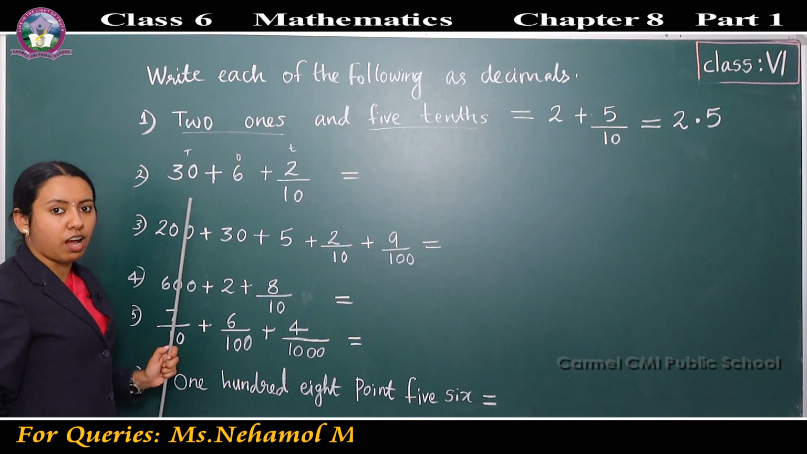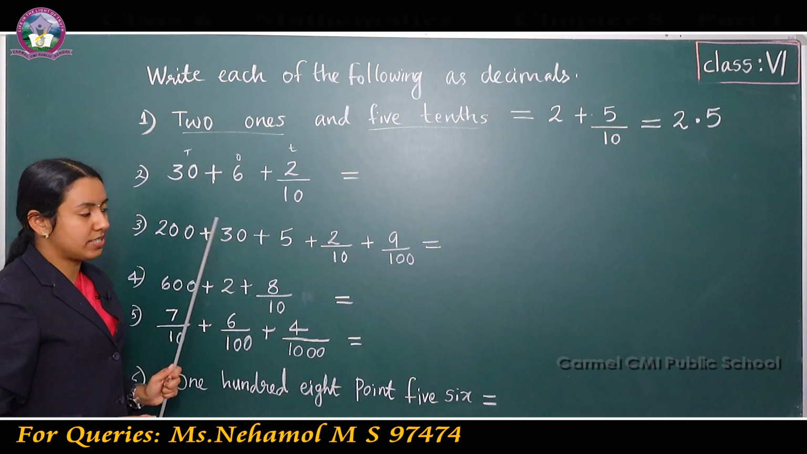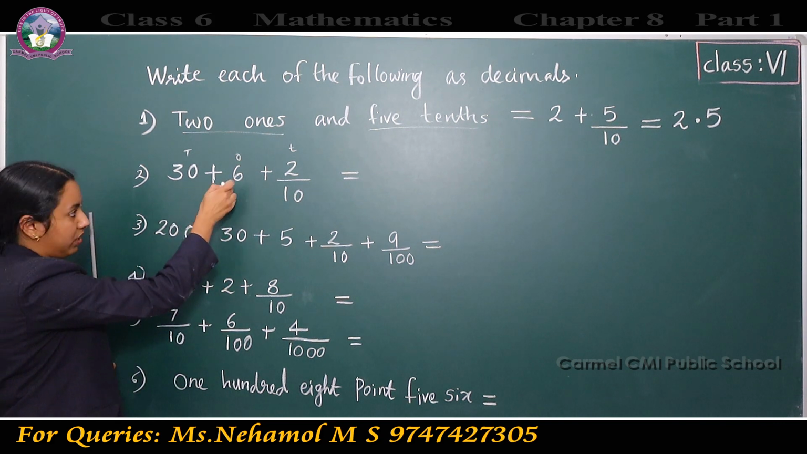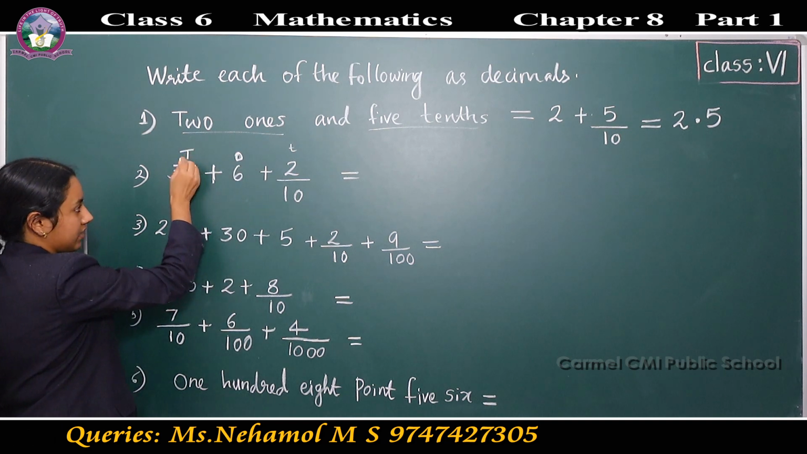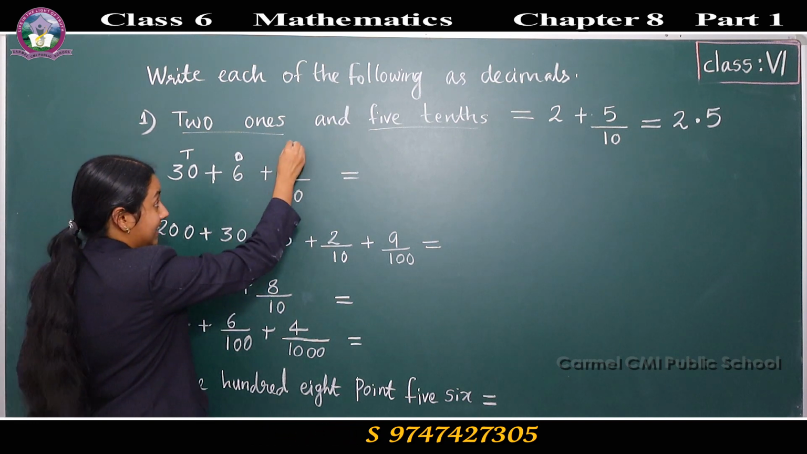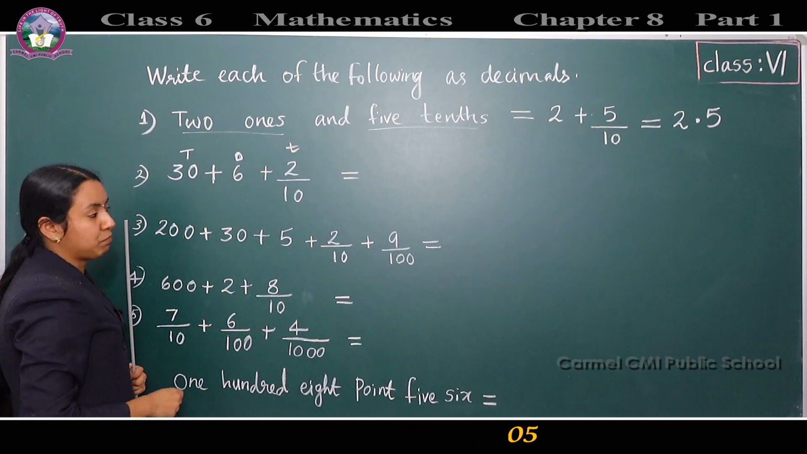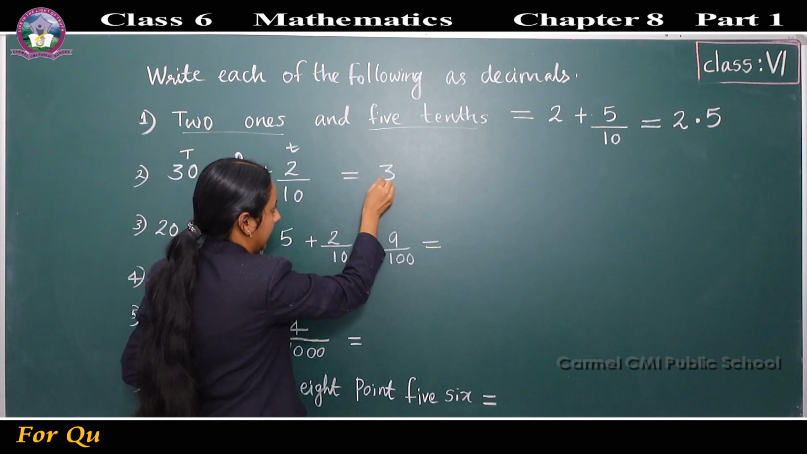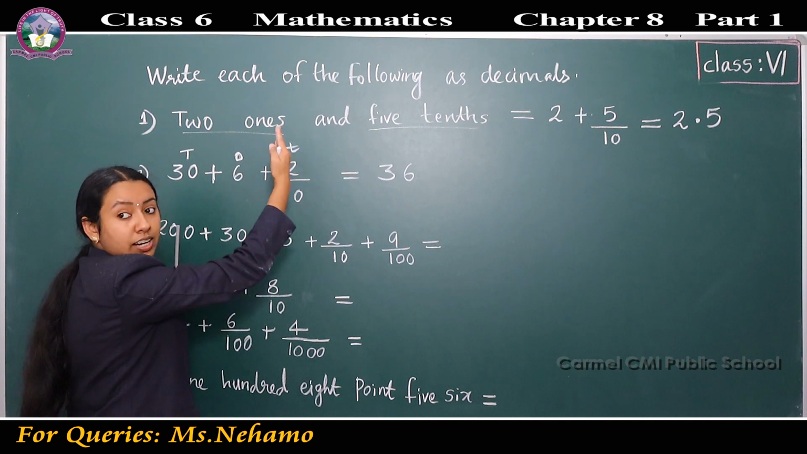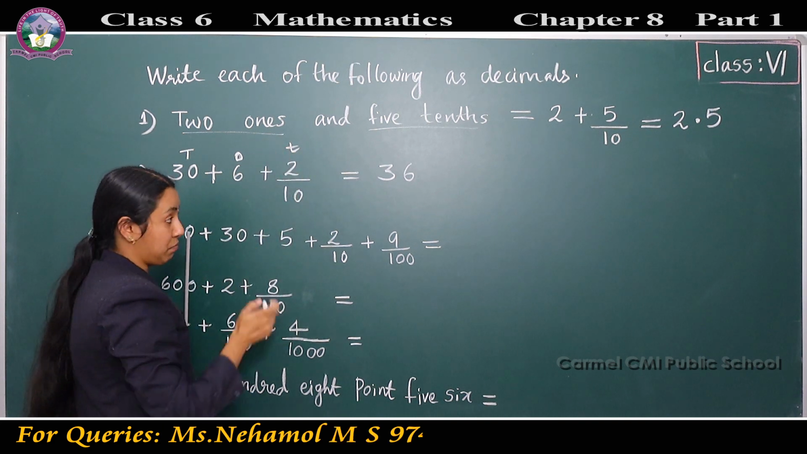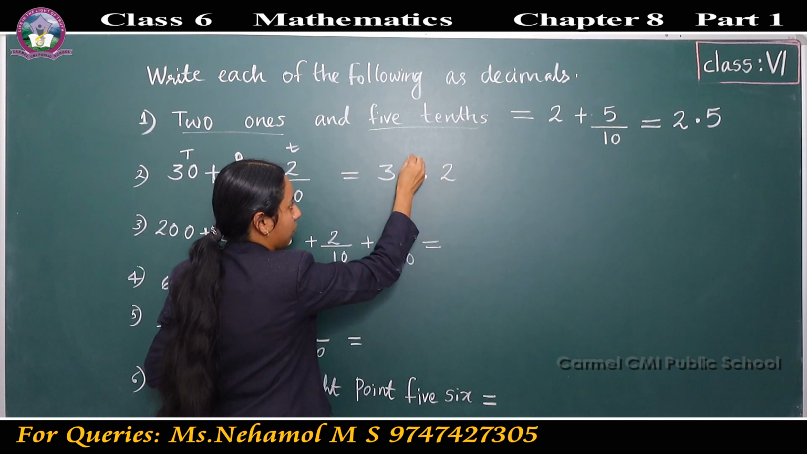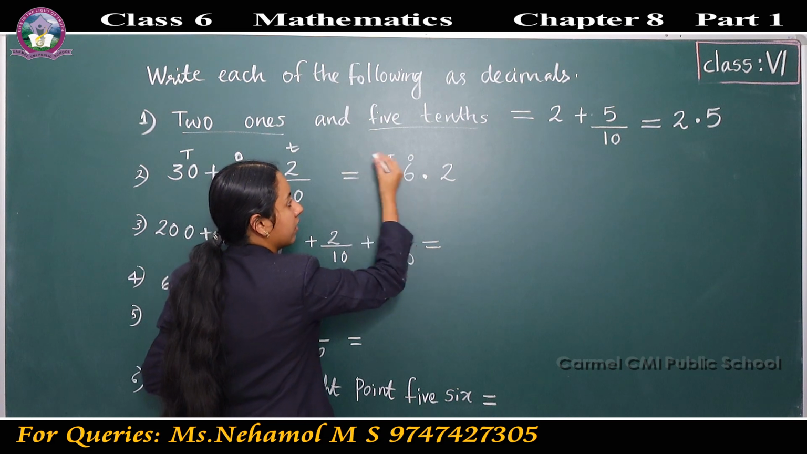Expanded form is given. We have to write the corresponding decimal. 30 plus 6 is the whole part. Ones is given, tens is given. Then 2 by 10 means tenth is also given. First we have to write 3, then 6, then here onwards the fractional part starts. That means we have to put a decimal point, then write 2. Ones, tens, then tenth.